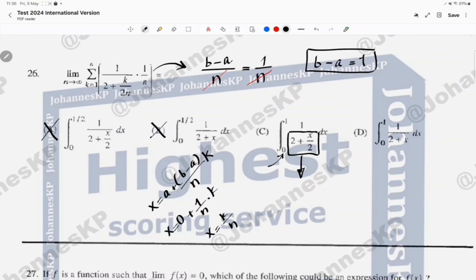But here we have K over N over 2. You know what that means? They're dividing our X by 2. And there is already a 2 in there. So it's going to be choice C.